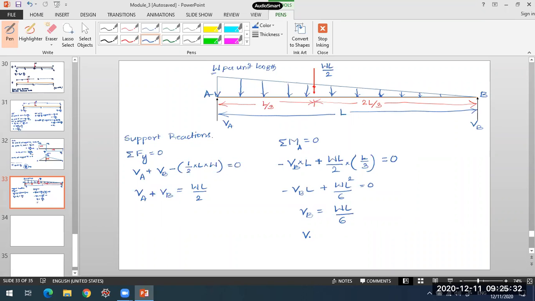If you substitute this value in the first equation, then you'll get to know what VA is equal to. VA will be equal to WL by 2 minus WL by 6, or VA will come out to be how much? WL by 3. Is that fine?